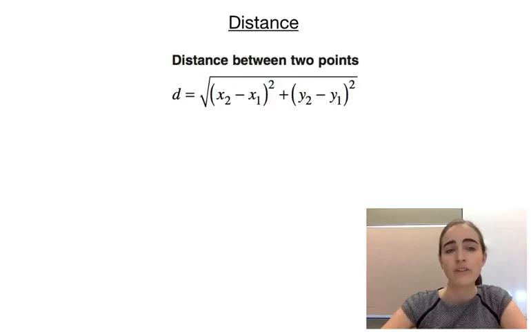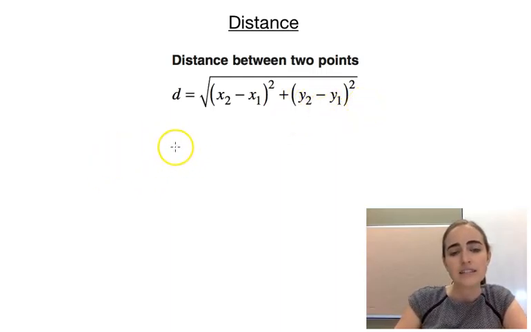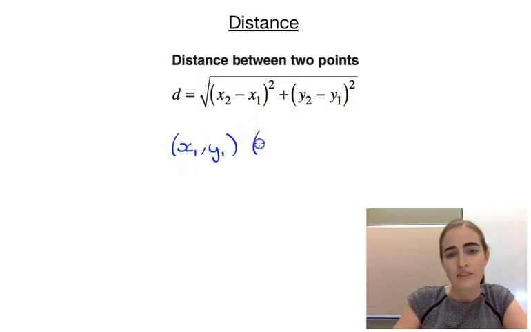In this video, I want to have a look at finding the distance between 2 points on a number plane. So on your formula sheet, you've got this written. It says the distance between 2 points can be found using the formula d equals the square root of x2 minus x1 squared plus y2 minus y1 squared. So that's finding the distance between 2 points when we have their coordinates as x1, y1 and x2, y2.